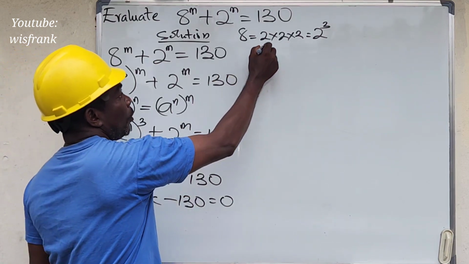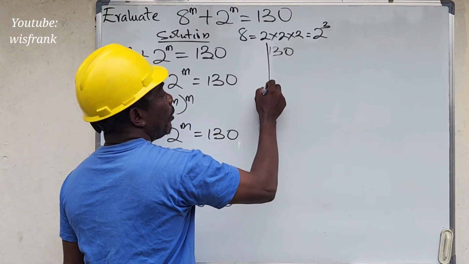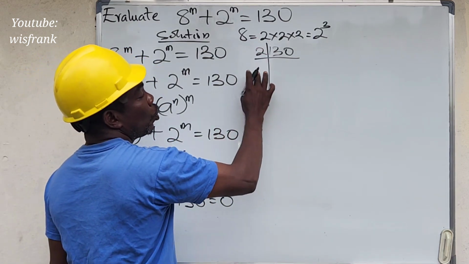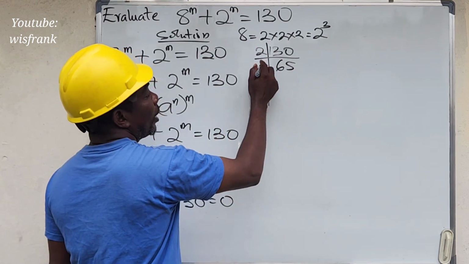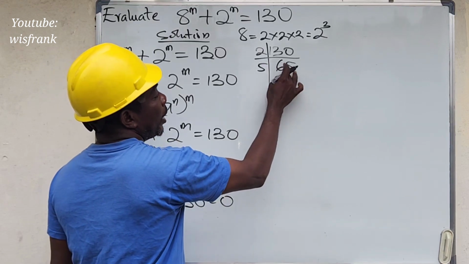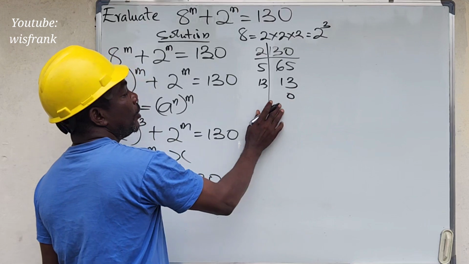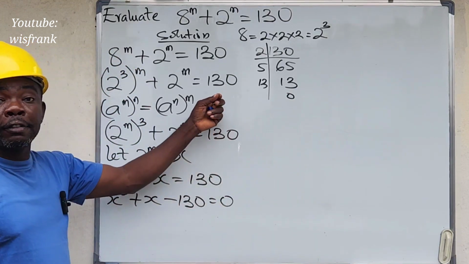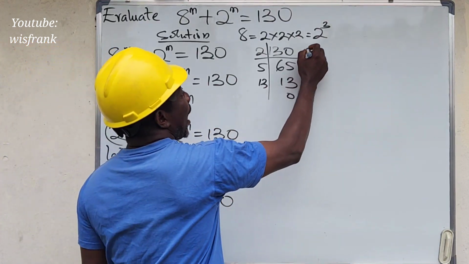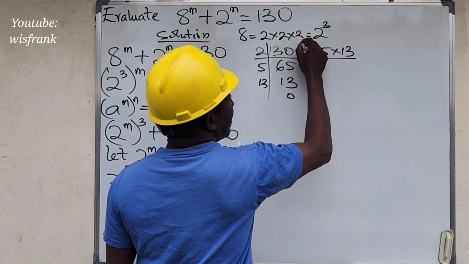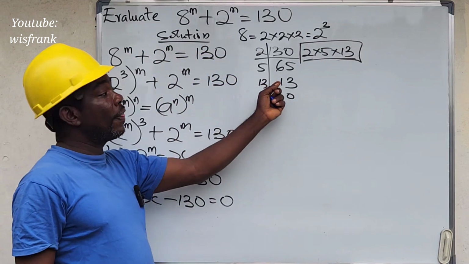So let us look at 130. When we divide 130, the factors of 130: when 2 goes here, we have 65. Then 5 will go here, we have 13. Then 13 will go here, 0. So we have the factors of 130 as 2 times 5 times 13. So these are the factors of 130.